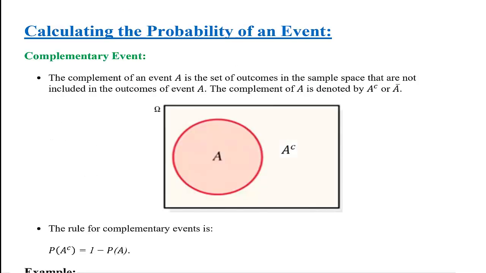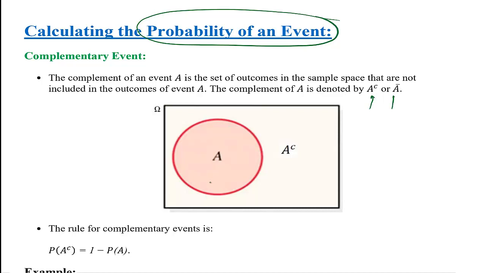Calculating the probability of an event. Complementary events. The complement of an event A is the set of outcomes in the sample space that are not included in the outcomes of event A. The complement of A is denoted by A complement. We may use this notation or this notation.